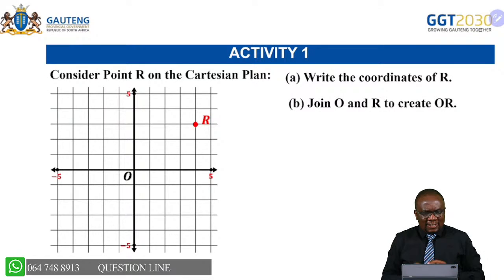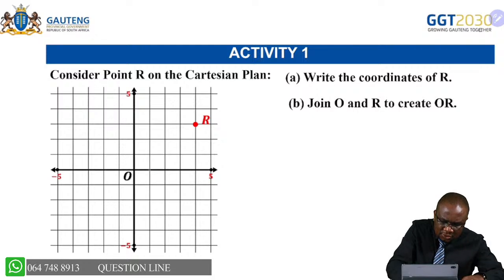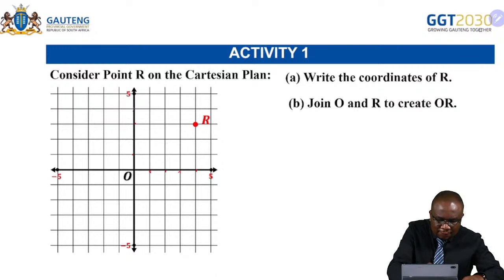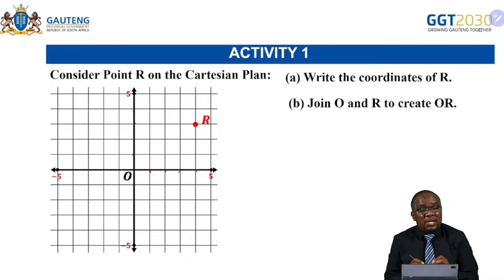Consider point R on the Cartesian plane. I want you to write down the coordinates of R. Each small box represents 1 unit. If you check, this is 1, 2, 3, 4, 5. You see that? Then even going up, 1, 2, 3, 4, 5. So each small square represents what? 1 unit. So what are the coordinates of R? First, what are the coordinates of R? You can even say them.